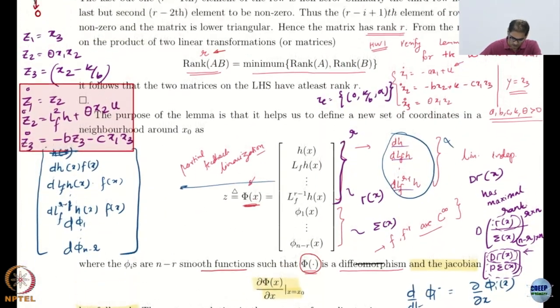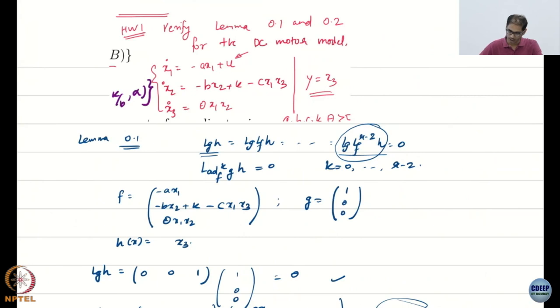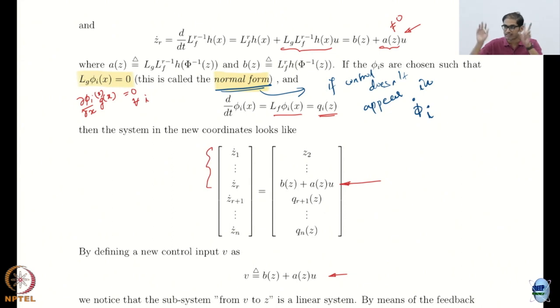I think that's what I wrote here. This transformation for the DC motor system is what gives you the normal form. It gives you z1 dot is z2, z2 dot is this guy, and z3 dot is this. No control here. Notice the control doesn't appear here. All right, so that's how you do it. You get to the normal form. In addition to trying to get to a diffeomorphism, you make sure that in the derivative of the extra states, or the phi states, the control doesn't appear. All right, so that is how you get to the normal form.